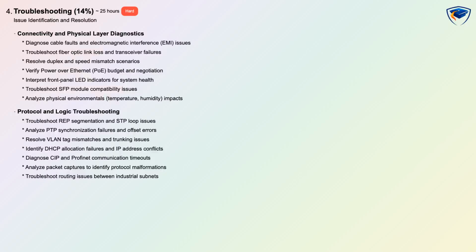Troubleshooting is 14% of the exam and is challenging with a recommended 25 hours and hands-on plus conceptual assessment. The domain trains you to diagnose physical layer problems such as cable faults, EMI, fiber loss, SFP compatibility and PoE budget issues, and to interpret front panel LEDs and environmental impacts. It also covers protocol and logic troubleshooting including REP and STP loops, PTP synchronization failures, VLAN tag mismatches, DHCP and IP conflicts, CIP and Profinet timeouts, packet capture analysis and routing problems between industrial subnets.